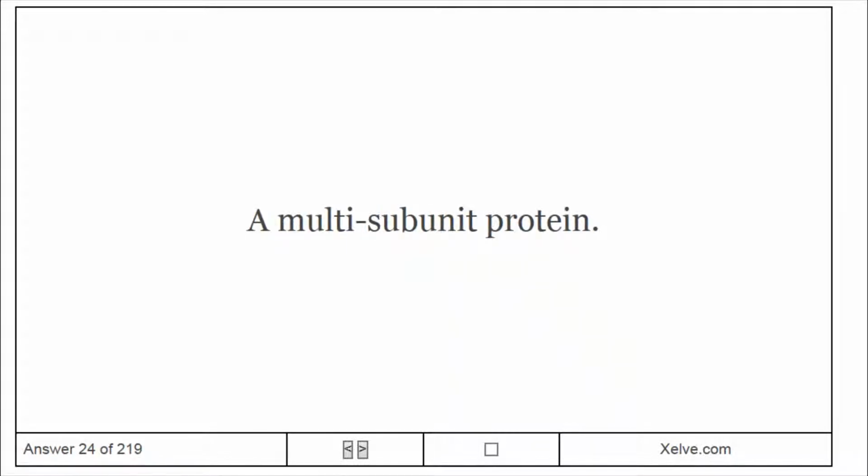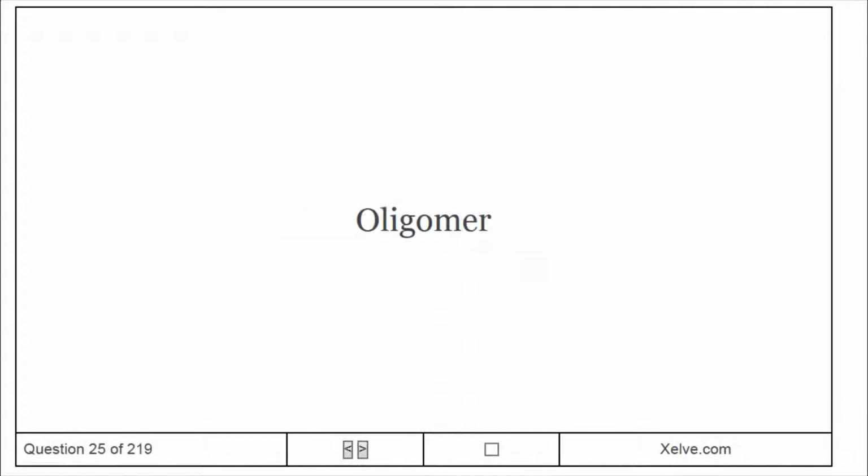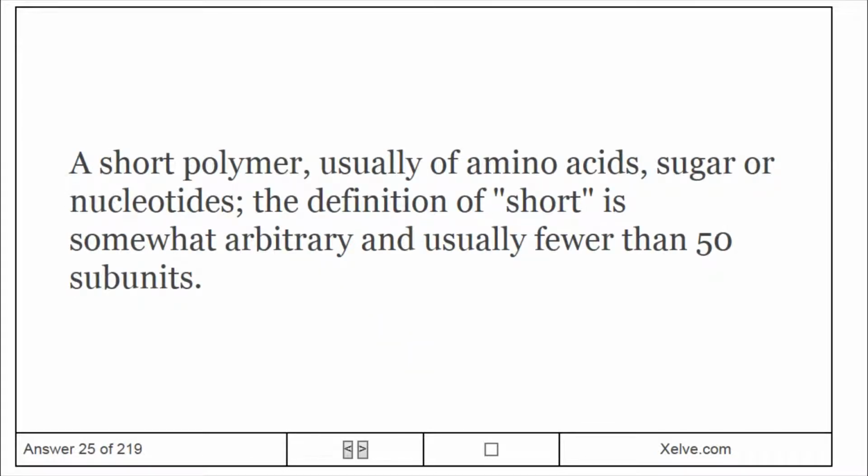Multimer. A multi-subunit protein. Oligomer. A short polymer, usually of amino acids, sugars or nucleotides. The definition of short is somewhat arbitrary and usually fewer than 50 subunits.